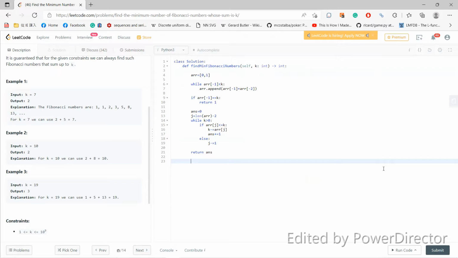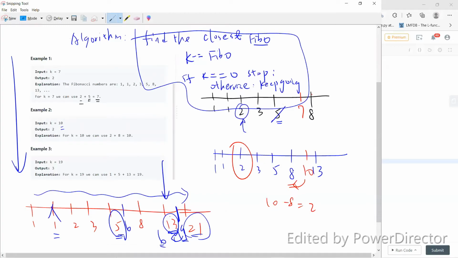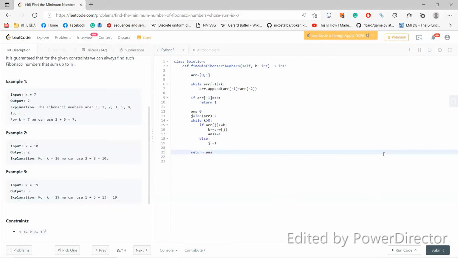This is the optimal case if your k is already a Fibonacci number. Okay, you define answer to be 0 and j to be length of array minus 2. The reason is that we start from this 13. And if array[j] is less than or equal to k, then k minus-equals array[j], and the answer plus 1. This is the first step, right?